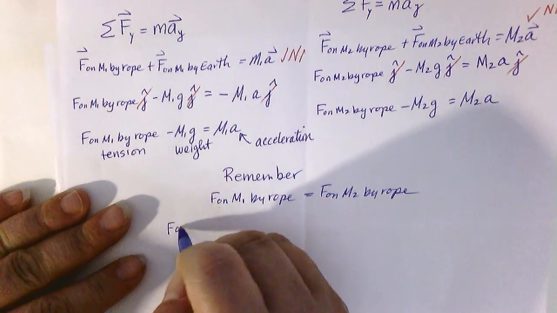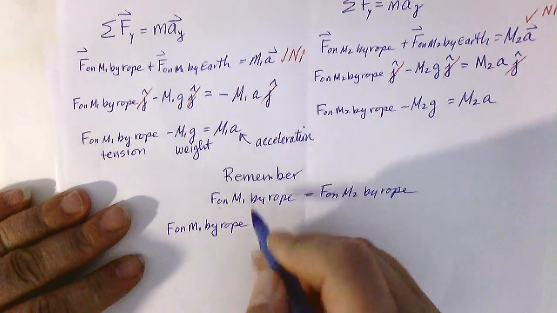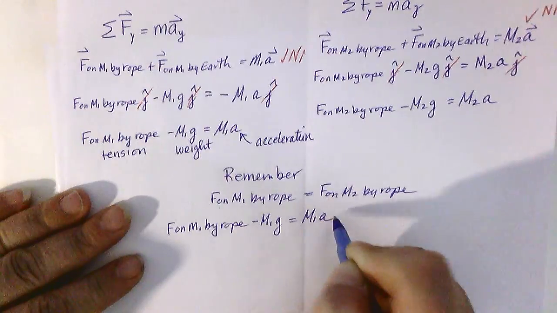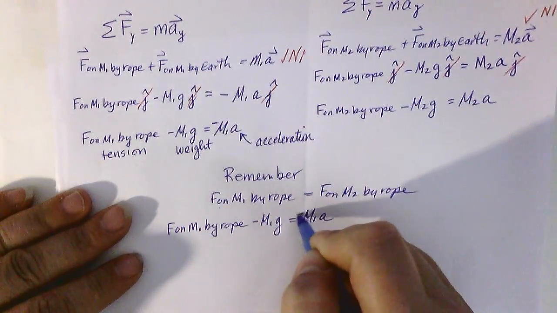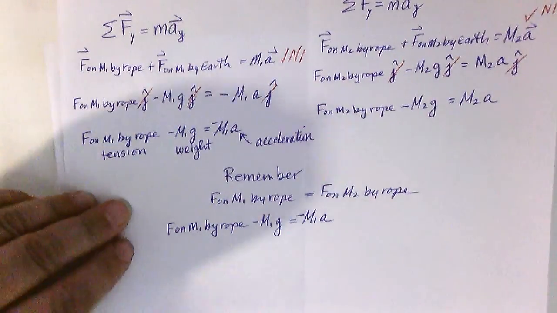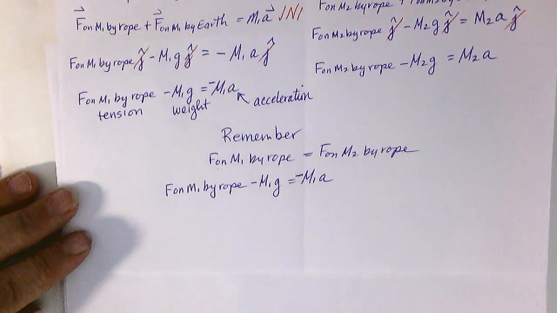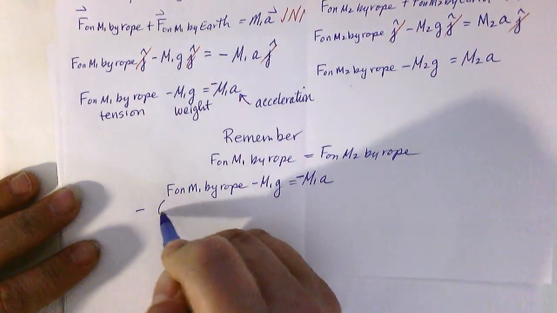So I have force on M1 by rope minus M1 G equals negative M1 A. Negative. Oh, look, I almost forgot the negative. See, I didn't bring it down. So you probably caught that, and you were just like, wait a minute, Dr. H. But I can't hear you. I'm on video.